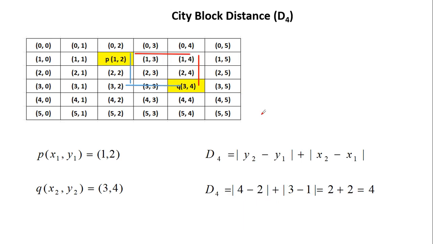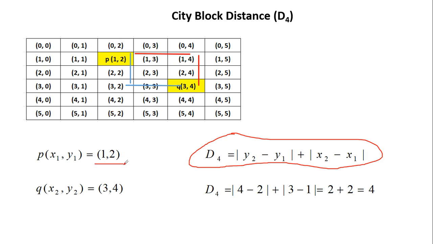City block distance D4. The formula for the city block distance D4 is the absolute value of y2 minus y1 plus the absolute value of x2 minus x1. Here we are taking these two pixels under consideration, with coordinates 1, 2 and 3, 4. So 4 minus 2 is 2 and 3 minus 1 is 2. So we get a distance of 4, and if we see the diagram, this city block distance D4 is nothing but the adjacent neighbor.